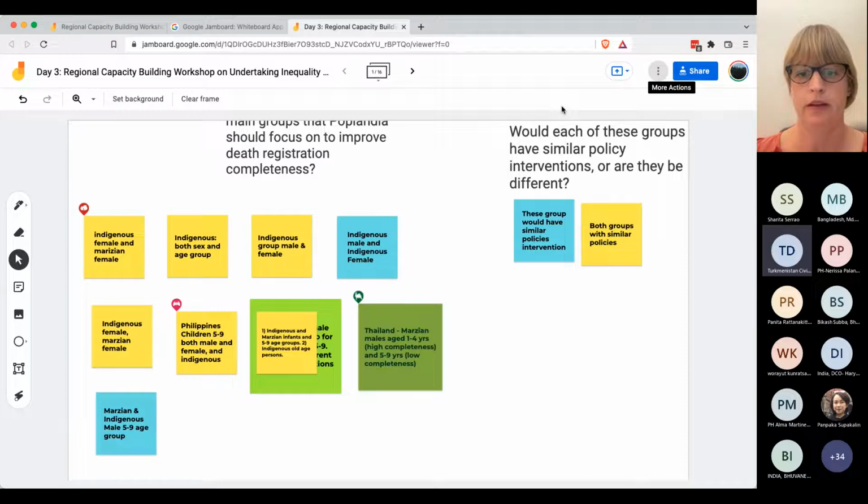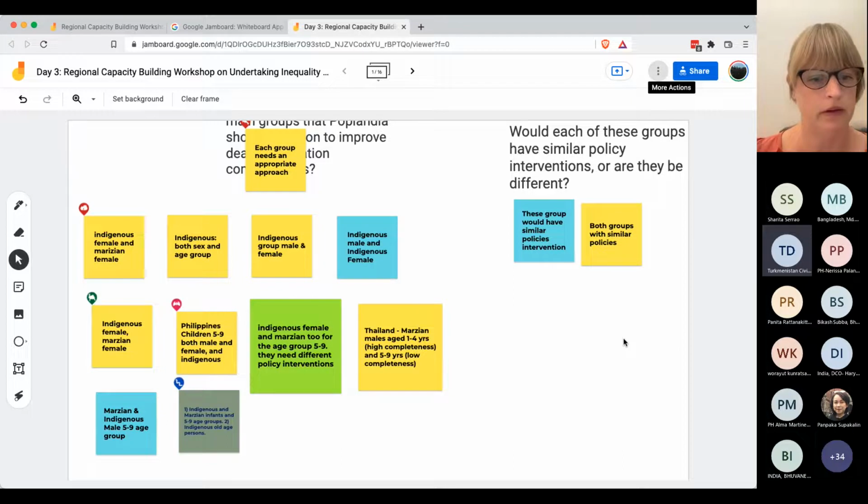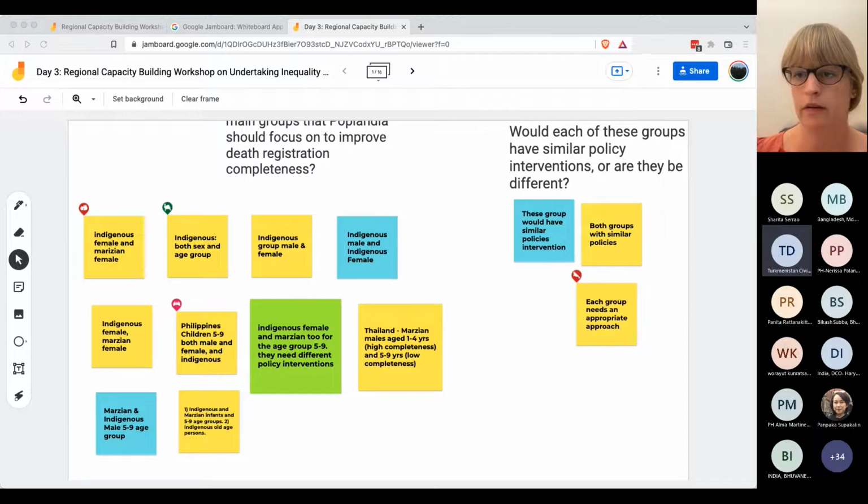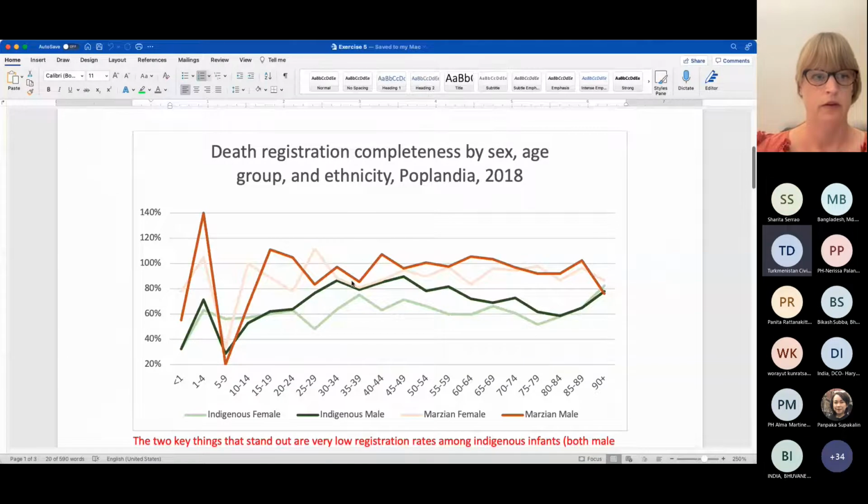So yeah, these groups would have similar policy interventions. Let's have a look at the graph again. Go back to the Word document. Okay, so here's our graph again. And yes, if you look at these 5 to 9s, these are the absolute lowest of everyone. So if this data is real, then you probably would want to focus on these children, figure out what's going on.